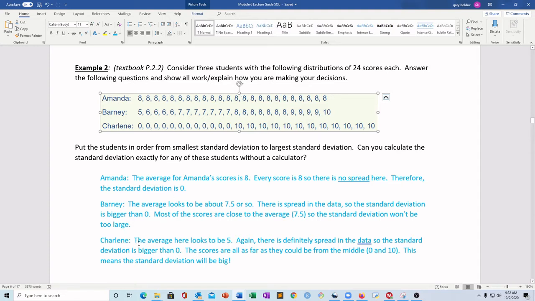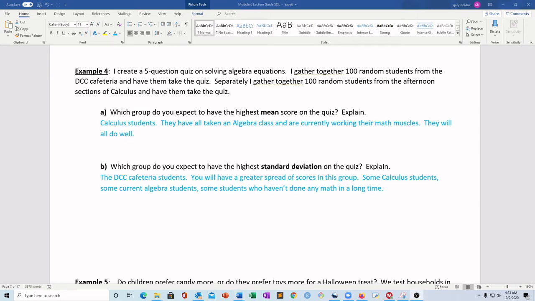So that puts Charlene at the largest standard deviation. So for example 4, we are looking at the scenario where we've created a 5-question quiz on solving algebra equations. We gather 100 random students from the cafeteria and have them take the quiz. Then we gather 100 random students from the afternoon sections of calculus and have them take the quiz.